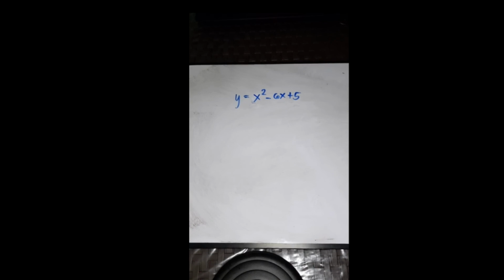What if we have y is equal to x squared minus 6x plus 5? What would be our vertex, the coordinates of the vertex, the equation of the axis of symmetry, and the opening of the graph? Yes, the opening of the graph is upwards. Upwards, bakit? Yes, because the value of A is 1 and 1 is greater than 0. That means the opening of the graph is upward. How about the vertex?